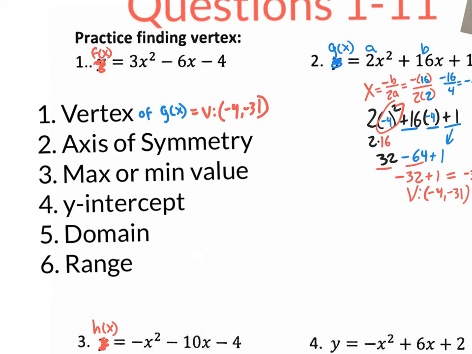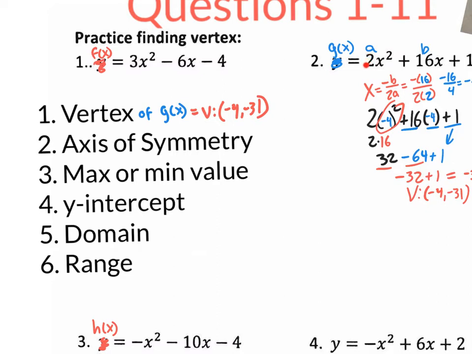Now, if I ask you anything else about g of x, the vertex comes in handy. For example, if I say, what's the axis of symmetry of g of x if you already know the vertex? It's x equals negative 4, the x value of your vertex. Or if I would say, does g of x have a max or min value, and what is that max or min value? What would you say? Does g of x have a max or min value? It's opening up, which means that it has a minimum value.